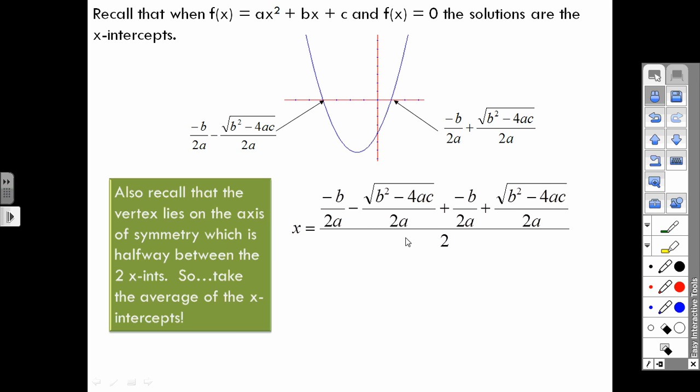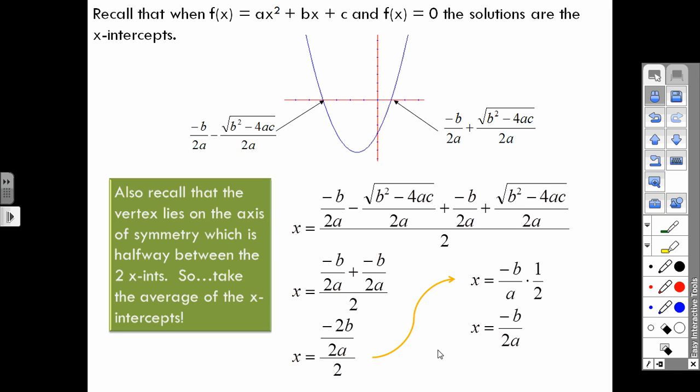Now think about this. This is actually why I broke it up like this. This is a negative of this big quantity, and this is a positive of this big quantity. So when we add these together, they actually cancel each other out. So you end up getting just this plus this over 2. When you combine this, they have the same denominator, so this is a negative 2b, so negative 2b over 2a, all over 2. And when you simplify, it's really negative b over a times 1/2, because these cancel.